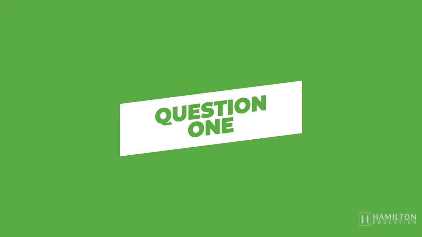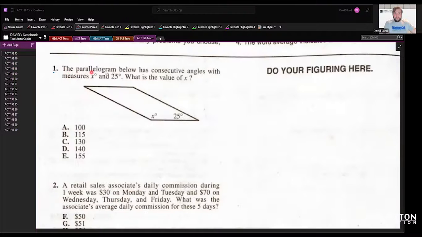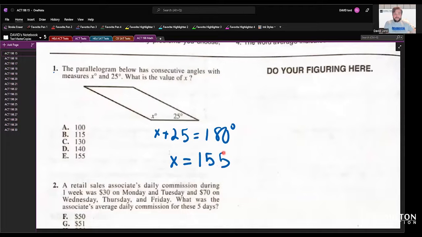Math question number 1. The parallelogram below has consecutive angles with the measures of x and 25 degrees. What is the value for x? You may want to recall in our geometry class that consecutive angles of a parallelogram are supplementary. So that means x plus 25 degrees is equal to 180 degrees. We subtract 25 from both sides, and we get x is equal to 155 degrees.